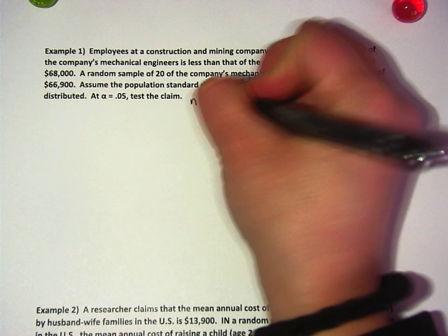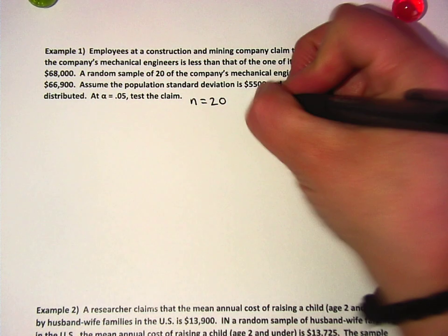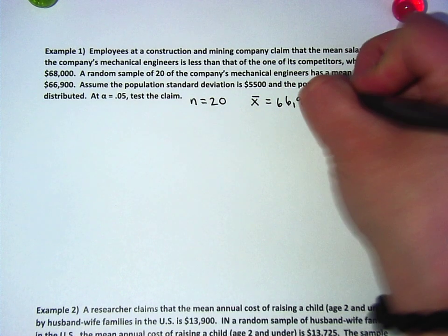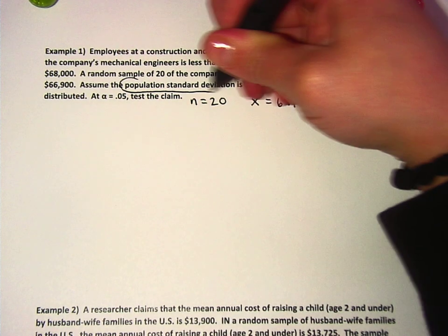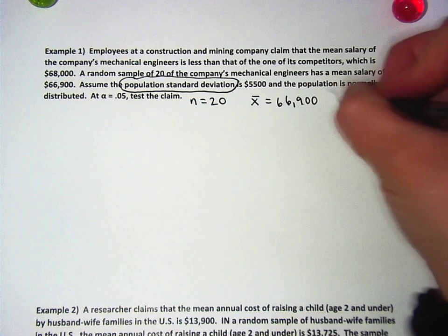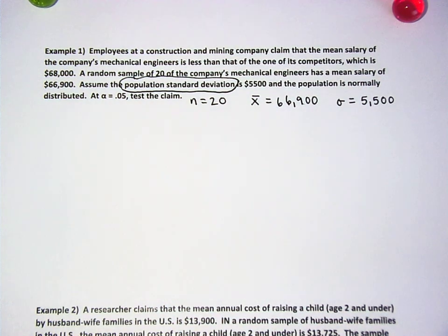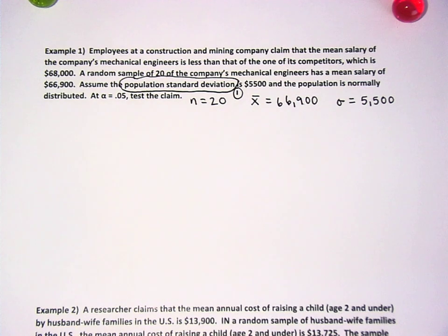N is 20. Of the company's mechanical engineers has a mean salary of $66,900. So that says X bar, when they did their test, was $66,900. Assume that the population standard deviation, that's sigma, is $5,500, and it's normal. Okay, so I'm going to just put a little step 1 next to this phrase population standard deviation. That just tells me I'm doing a z-test.